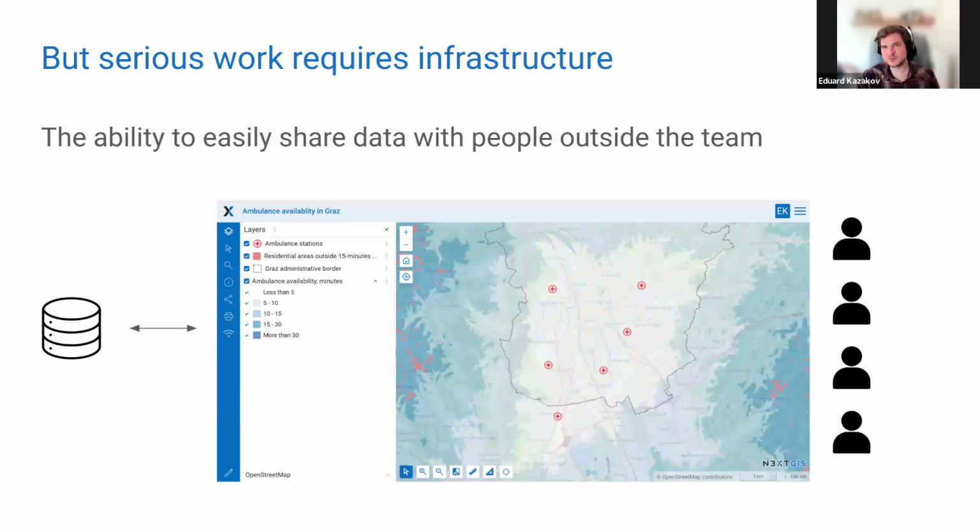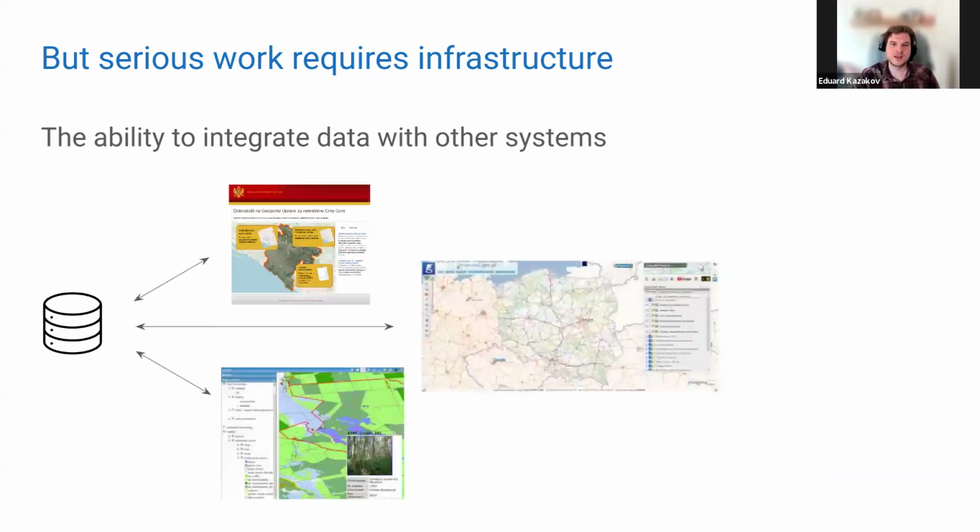You usually need to have some capabilities to share the data with people outside your team, to show it to stakeholders, the municipality, to the citizens if you're a municipality yourself, etc. And you usually can't share the QGIS project with citizens and say, please open QGIS, open this data. They won't do it. They want to use their browser or mobile phone, but nothing more complex.